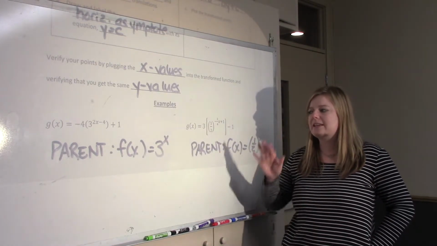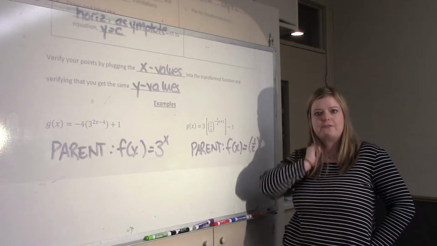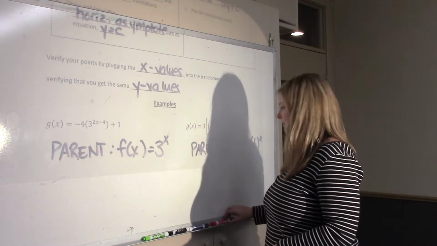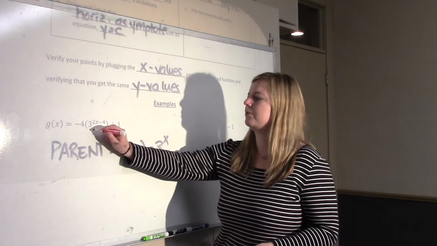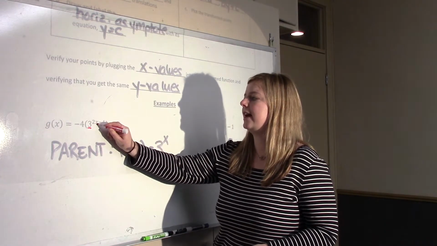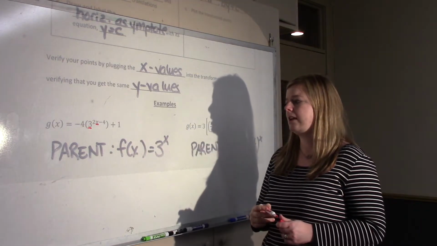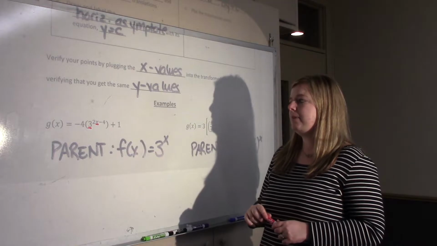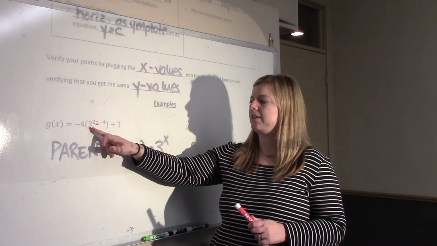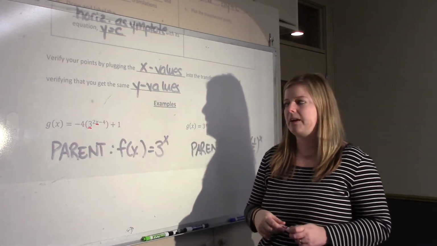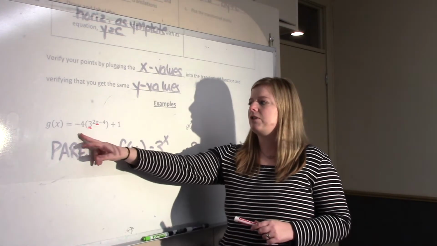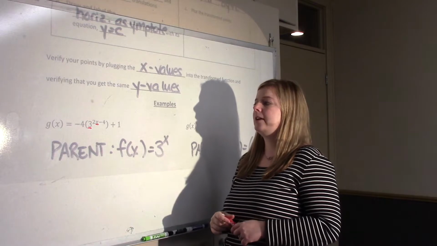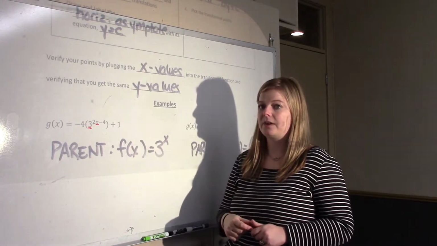So I just wanted to identify the parent functions of each of these first. So this here is the parent function 3 to the x, okay? So be very deliberate about knowing that, because you don't want to think that there's a vertical stretch by 3, for instance. The vertical stretch is going to be by 4, and then a reflection. But 3 to the x is the parent function.